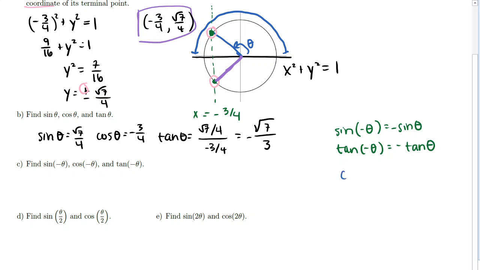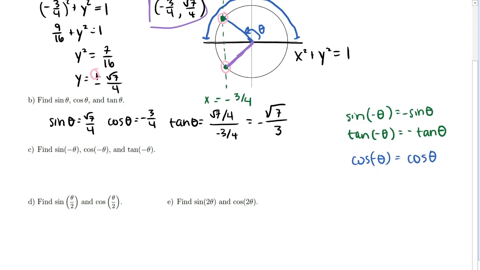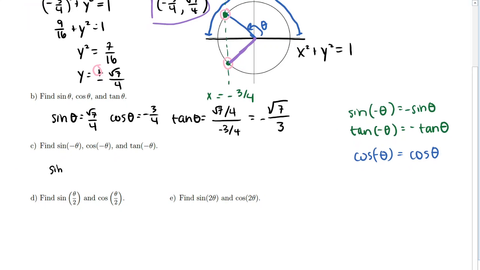And then the cosine function: if I go clockwise around this unit circle as opposed to counterclockwise, that doesn't change the x value on this unit circle. We actually get the same thing. Cosine of negative theta is the same as cosine of theta. So all this to say that sine of negative theta is negative sine of theta, which is negative square root of 7 over 4. Cosine of negative theta is the same as cosine of theta, so this is negative 3 over 4. And then tangent of negative theta negates the output, so this is the square root of 7 over 3.